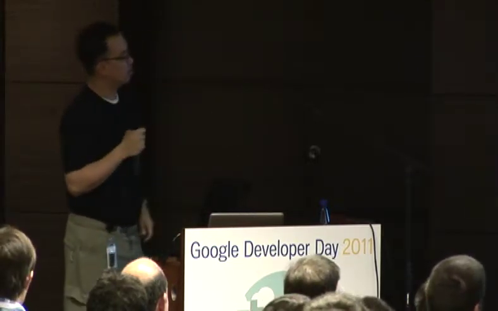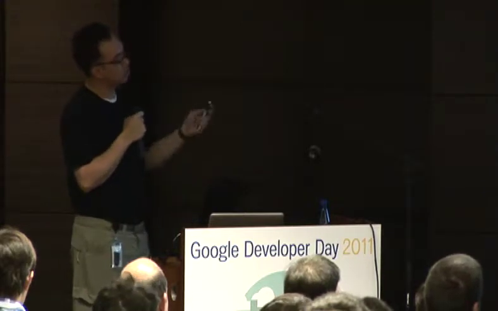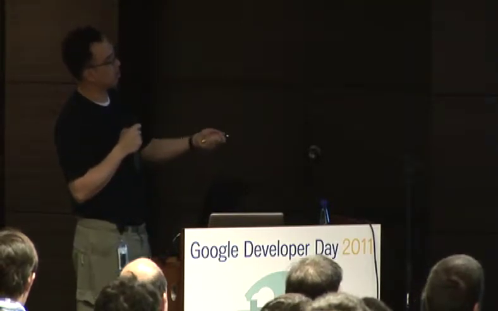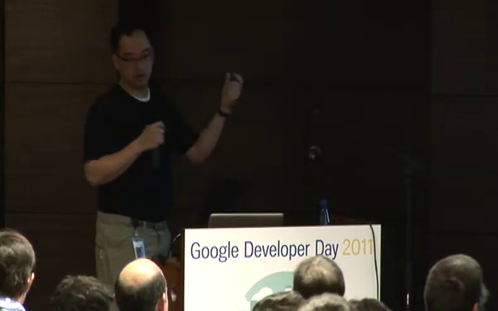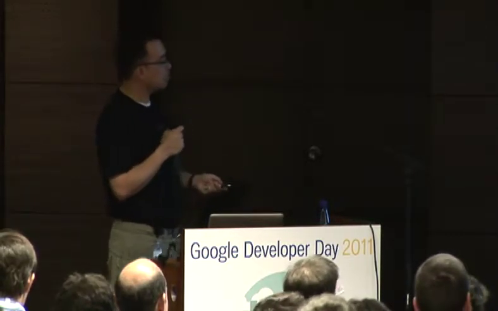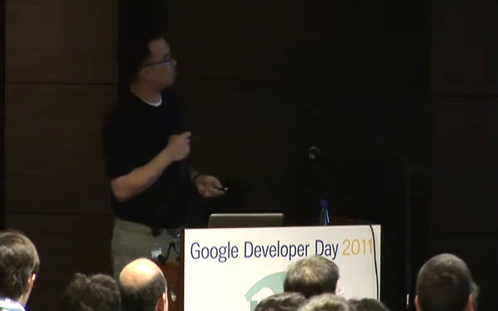So we have a lot of customers. These are just some of the customers. Some of them are smaller names. Some of them are bigger names like MTV or Best Buy, which is a big American seller of electronics. So a lot of users.